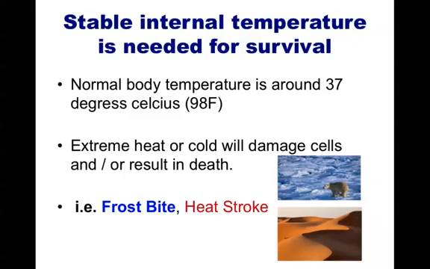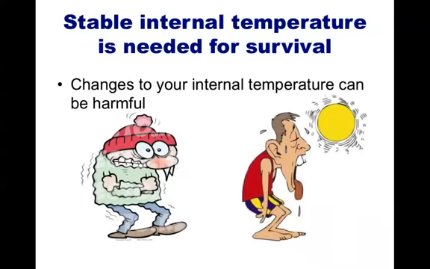This might seem like common sense. You might know that your normal body temperature is around 37 degrees Celsius or 98.6 degrees Fahrenheit. Now we can go outside in cold weather, but the inside of our bodies will stay warm around this temperature. If you go out and stay out too long and it is too cold out, your internal temperature will drop and you'll get frostbite. Likewise, staying outside in the heat too long can give you heat stroke or dehydrate you. In other words, changes to your internal body temperature can be harmful.